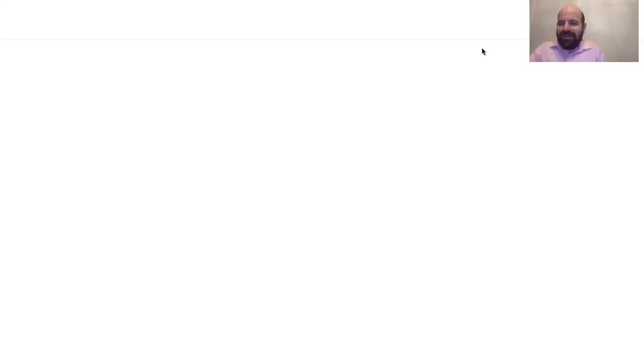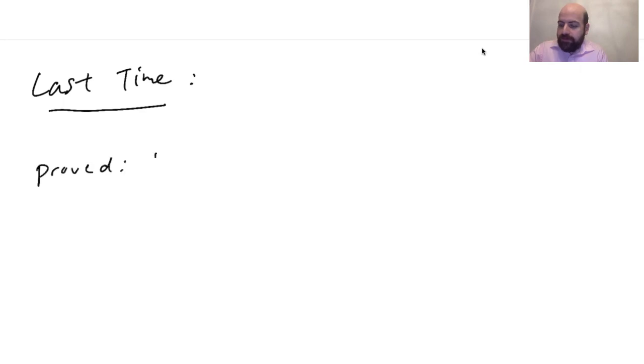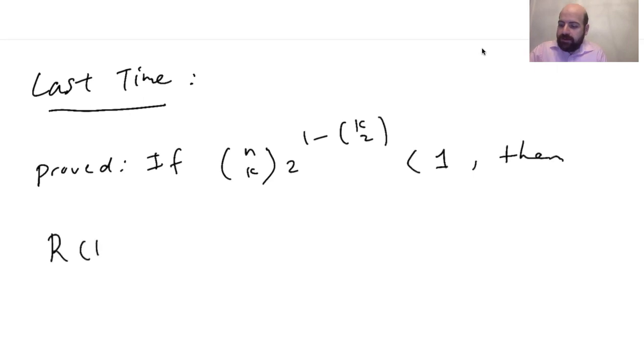Okay, hello everyone. So last time we proved the result about Ramsey numbers. So we proved that if n choose k times 2 to the power 1 minus k choose 2 is less than 1, then we can say that the Ramsey number R(k, k) is bigger than n. And then we used this result to find the exponential lower bound for Ramsey numbers.